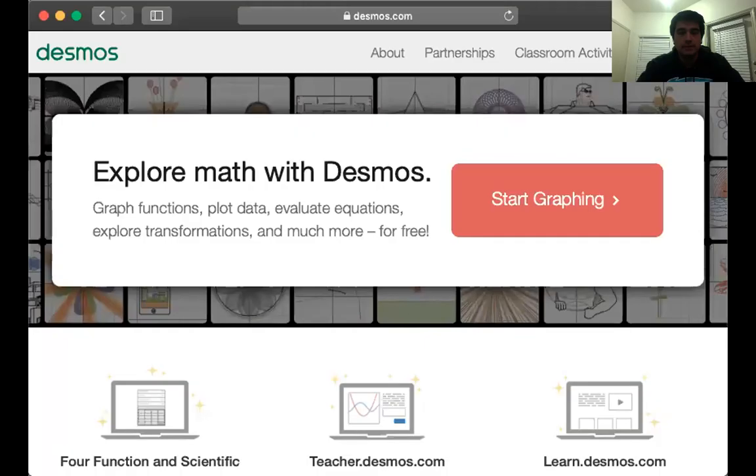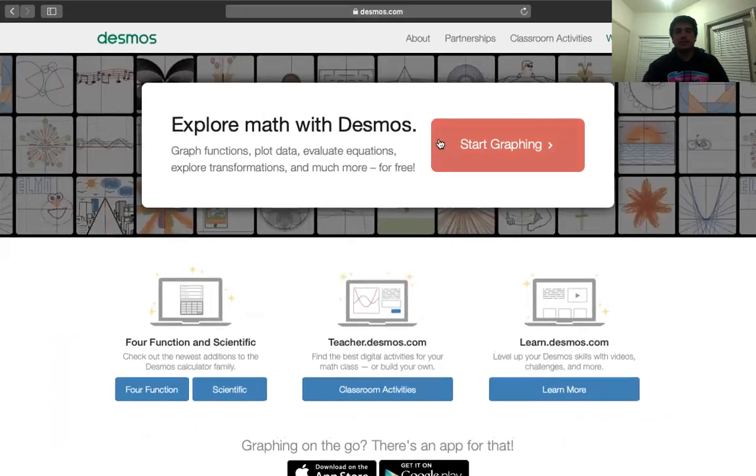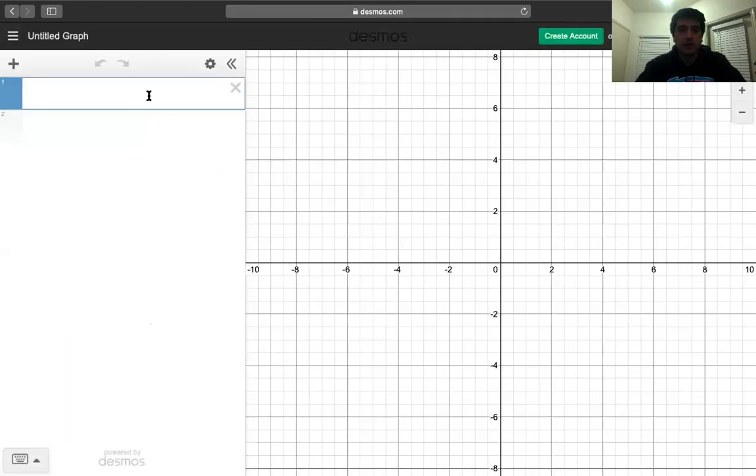Okay. So I'm going to show you the calculator screen. Okay, so right now you should be on Desmos, okay? And again, like I said, this is probably the easiest calculator to use. So we go to start graphing and we can graph, right?